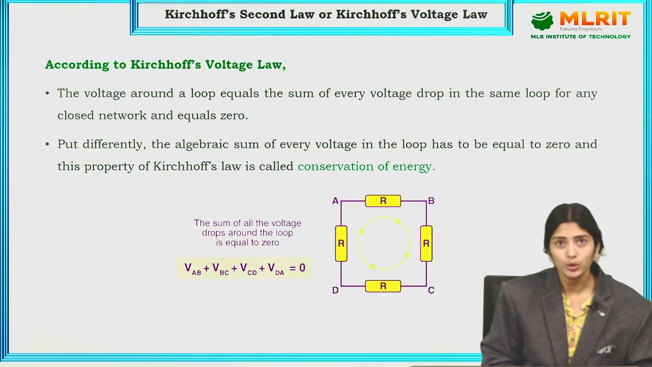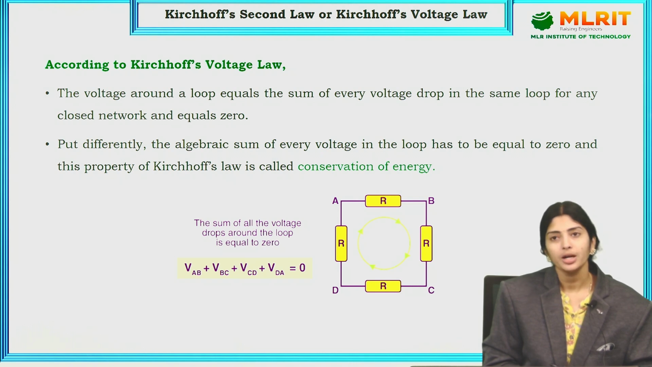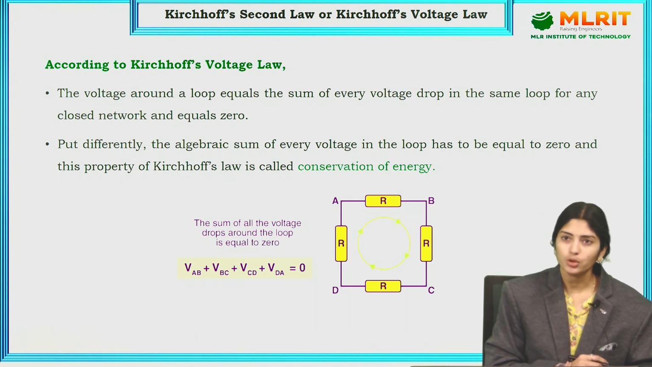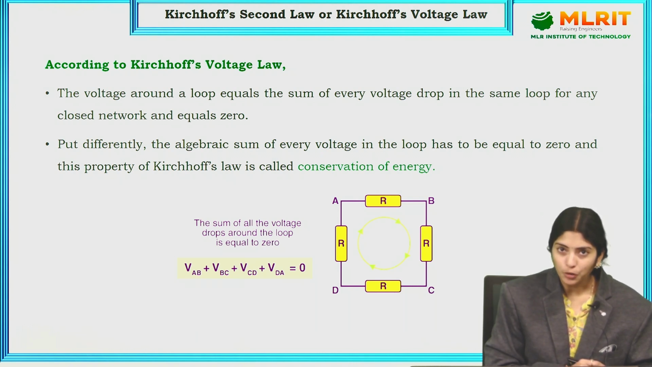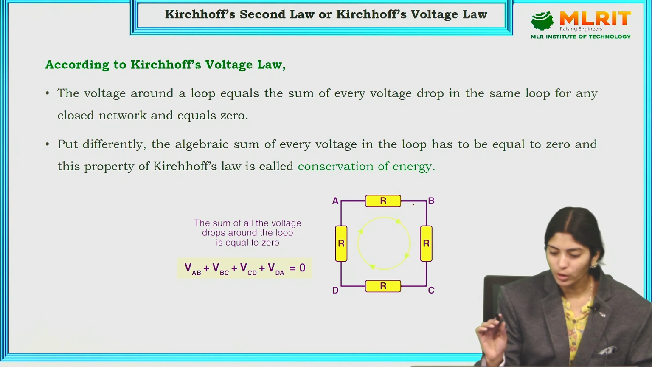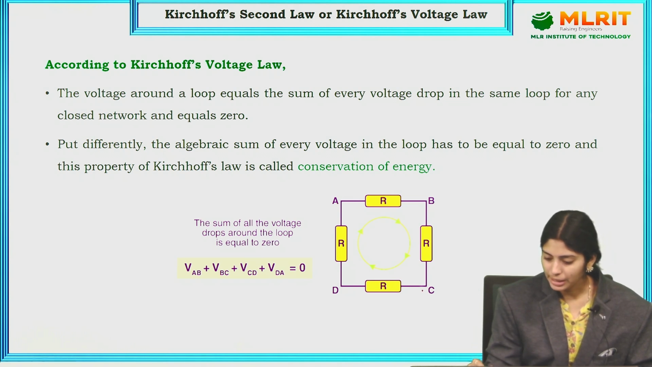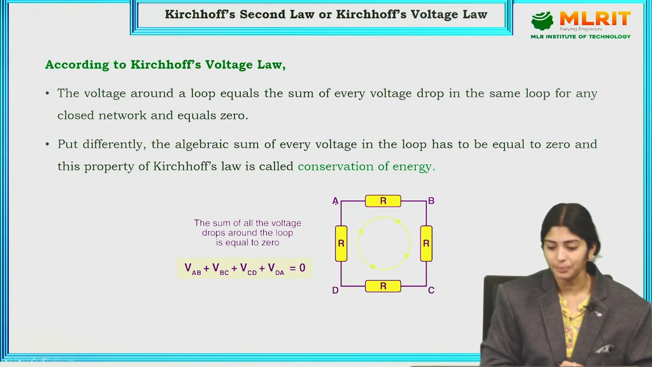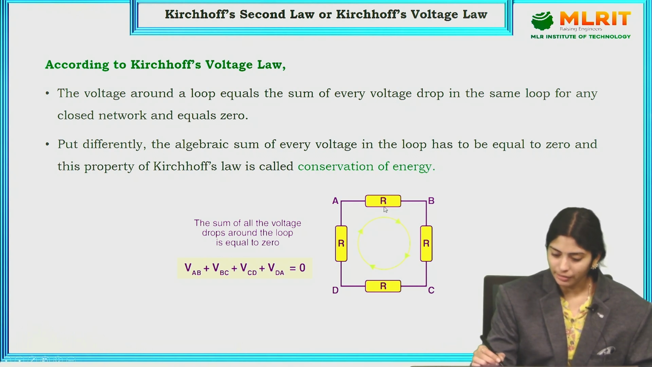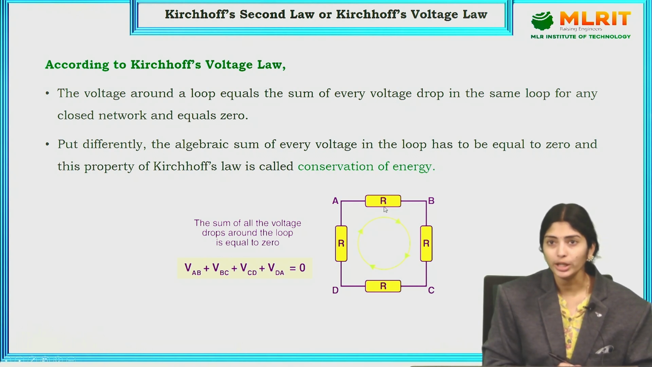Now we will go to Kirchhoff's second law, or Kirchhoff's voltage law. What is Kirchhoff's voltage law? The algebraic sum of voltages in a closed loop is equal to 0. See here, I had considered a small circuit with A, B, C and D. Between A and B, one resistor is there, between B and C one resistor, between C and D one resistor, and between D and A one resistor. For every resistor, there will be some amount of voltage drop in the circuit.